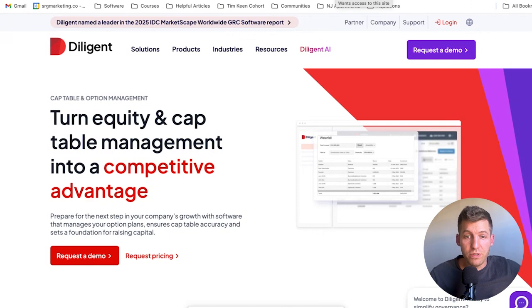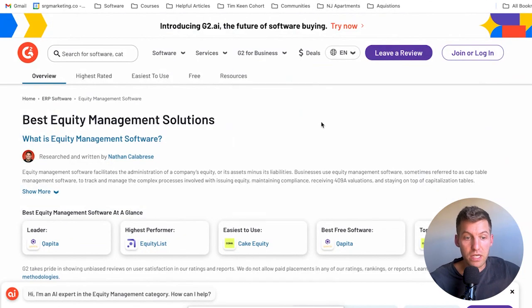So now I'll jump into an example of how to do this. The example I'm going to use is a company called Diligent Equity. It's a software and services company that I used to work for, actually. So I did this firsthand and saw the benefits of it through Google Ads. The first thing I'm going to do is find the review site that I know is most popular for this software category. So you can see here, there's a category page called Best Equity Management Solutions. This is exactly what Diligent Equity offers.